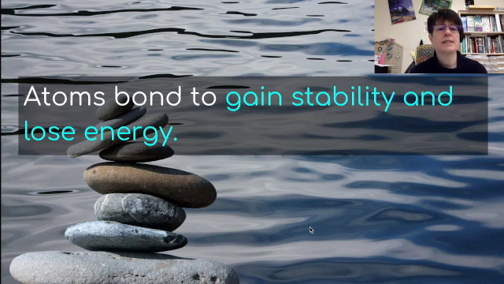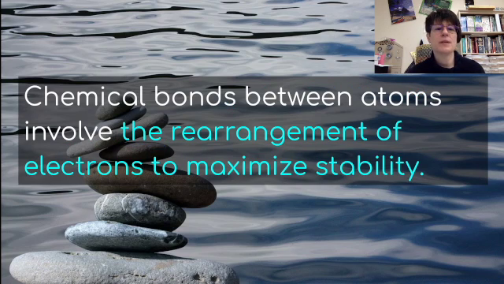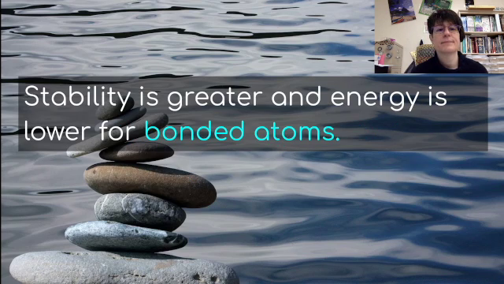Atoms bond to gain stability and lose energy. Much like this pile of rocks that looks very unstable, the higher you go, the farther the electrons are from the nucleus of the atom, the more unstable they are. So they want to be closer to the center of the atom and become more stable. Chemical bonds between atoms involve the rearrangement of electrons to maximize stability. Stability is greater and energy is lower for bonded atoms.